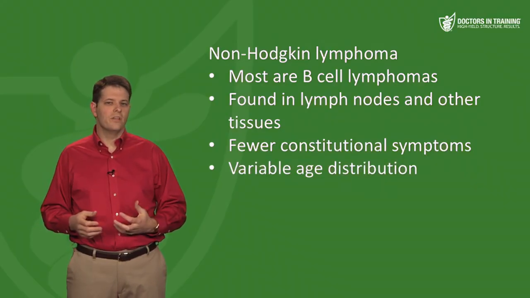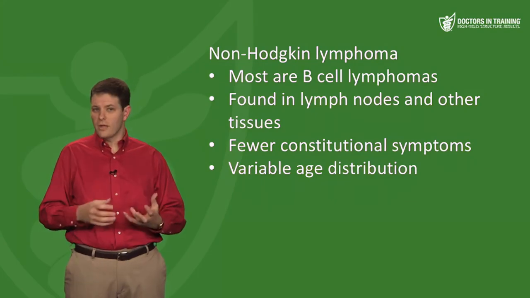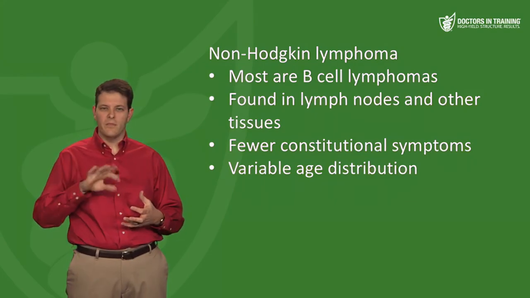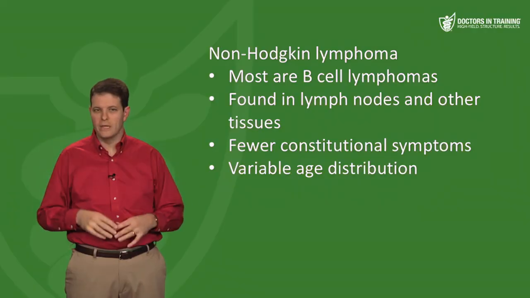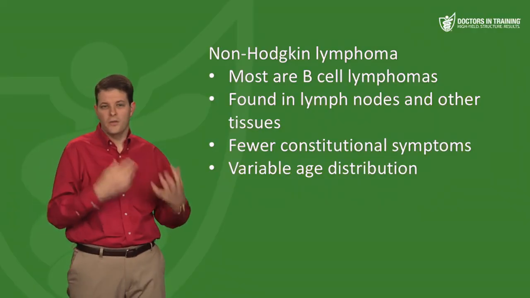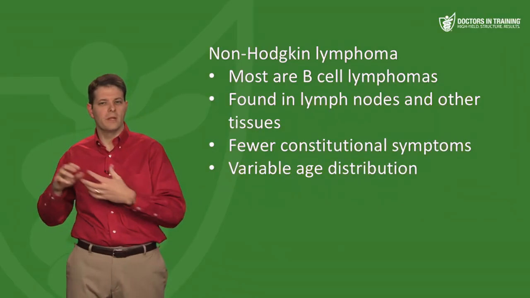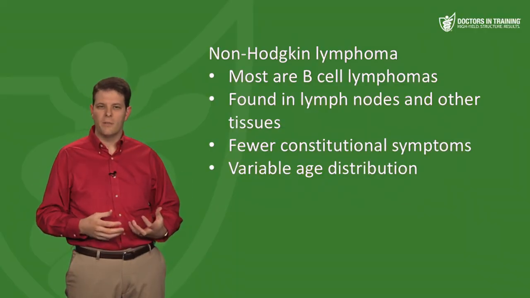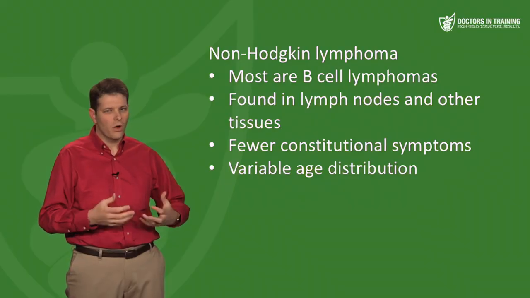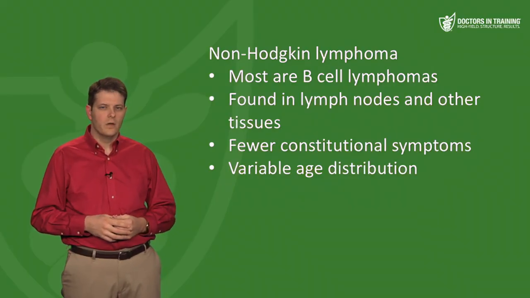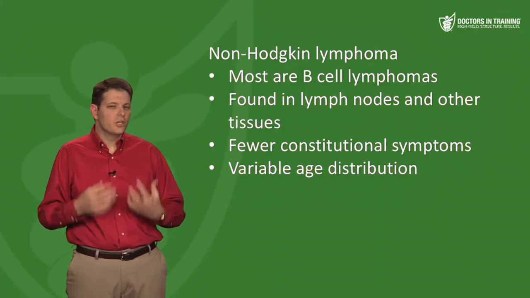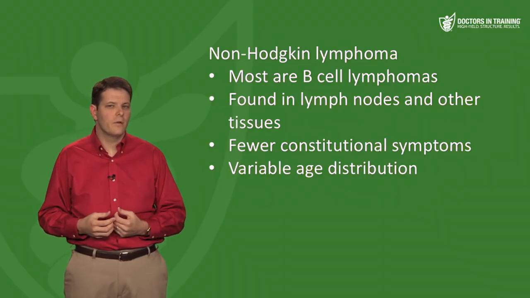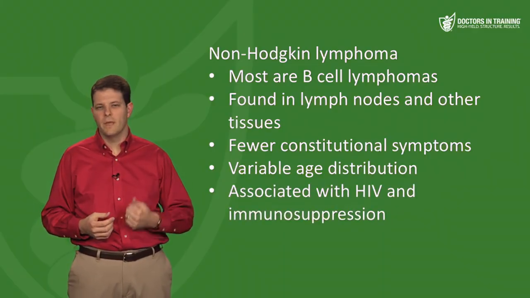Then the age distribution is much more widely variable. Certain types of non-Hodgkin lymphoma sort of fill up the valley between those two bimodal peaks you see in Hodgkin lymphoma. But other types of non-Hodgkin lymphoma are more prominent in the very young. Some types are prominent in the elderly. Again, non-Hodgkin lymphoma is an arbitrary grouping, so it's a little harder to make generalizations. Then the other thing that you should know is that certain types of non-Hodgkin lymphoma can be associated with HIV and with immunosuppression. Let's go back and talk about the major subtypes of Hodgkin lymphoma.